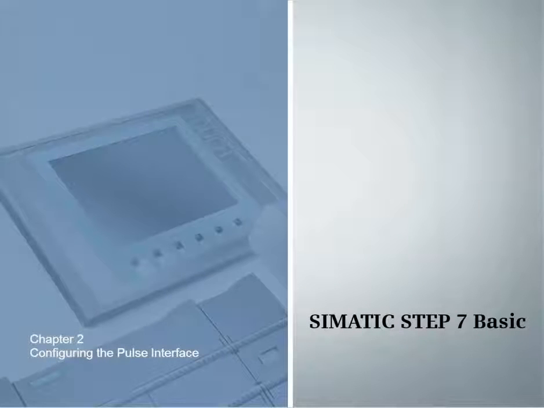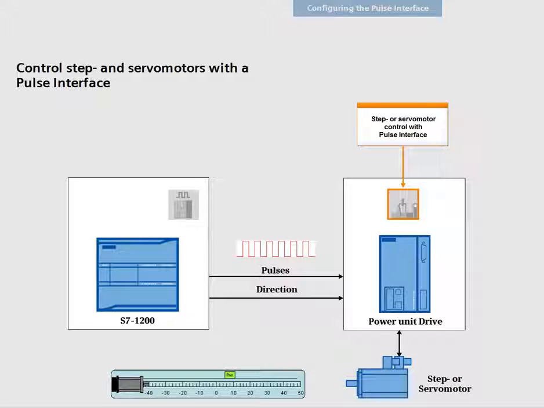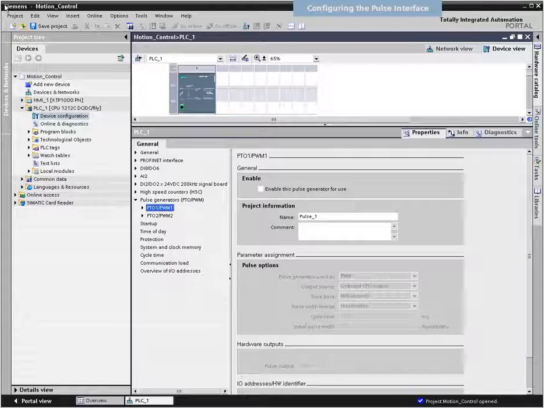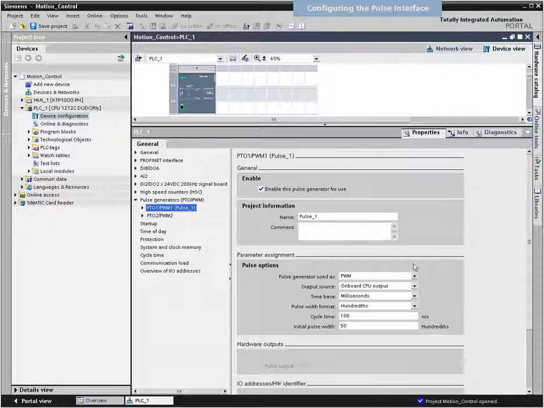Chapter 2. Configuring the pulse interface. The pulse train for the drive is output through the pulse train output, short PTO. The PTO has been assigned a fixed output in the controller. The PTO is furthermore assigned to a high-speed counter that counts the output pulses. Two pulse generators are provided in the S7-1200 device configuration that can be configured for use as PTO.